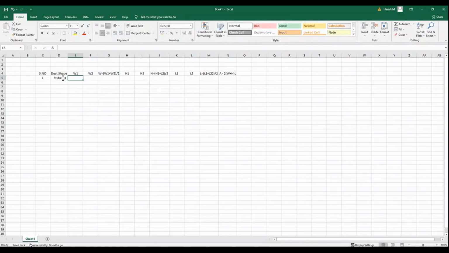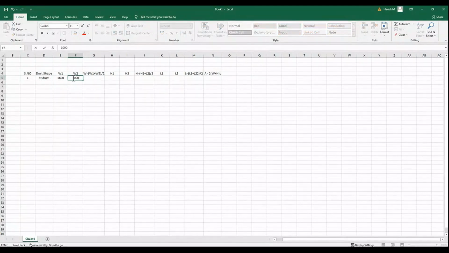As it is a straight duct, what is the width we have? 1600. Okay. Width 2, 1000. Sorry, width 2 also you need to take 1600. As it is a straight duct, I am taking the average of the straight duct. Sir, you could use the direct formula for a straight duct, but I still take the average. So what will be width 1 and width 2 of the straight duct?